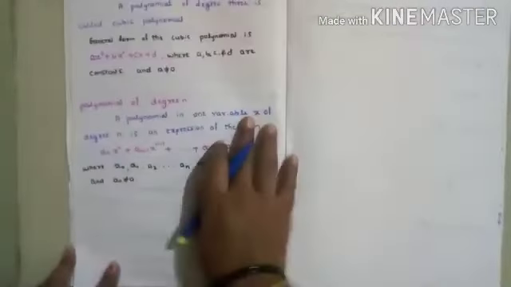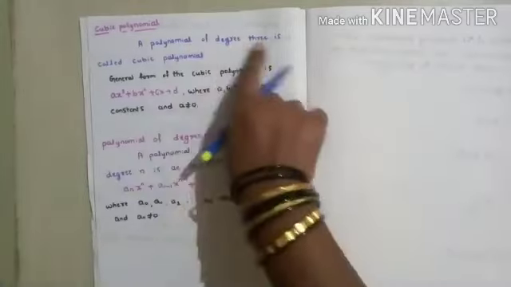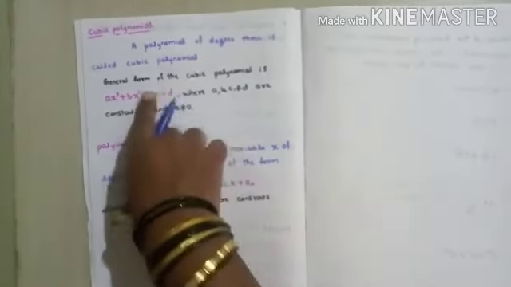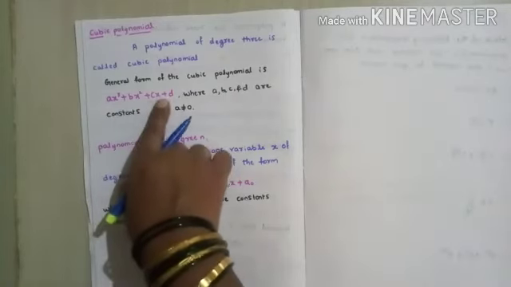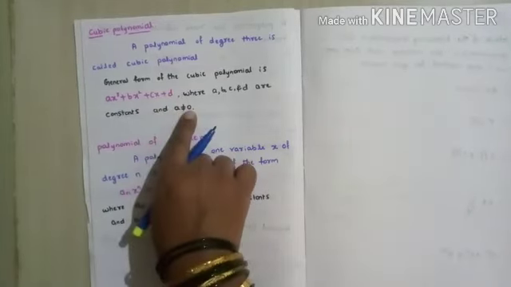Next we will see the cubic polynomial. A polynomial of degree 3 is called a cubic polynomial. The general form of the cubic polynomial is ax cube plus bx square plus cx plus d. Here also a should not be equal to 0. Here a, b, c, d are the constants.